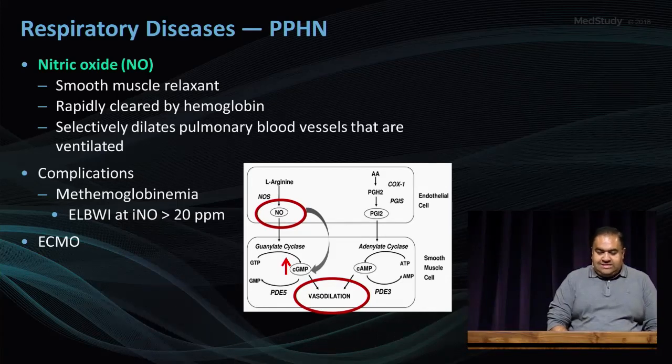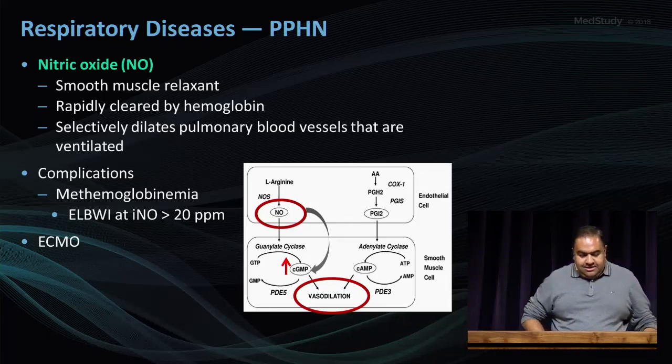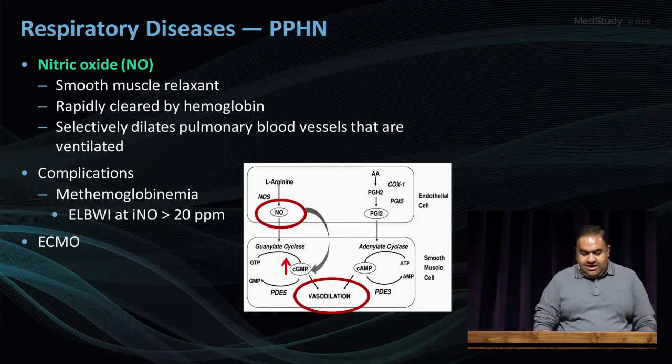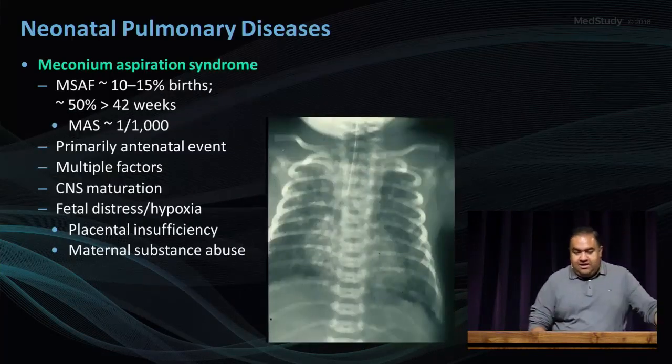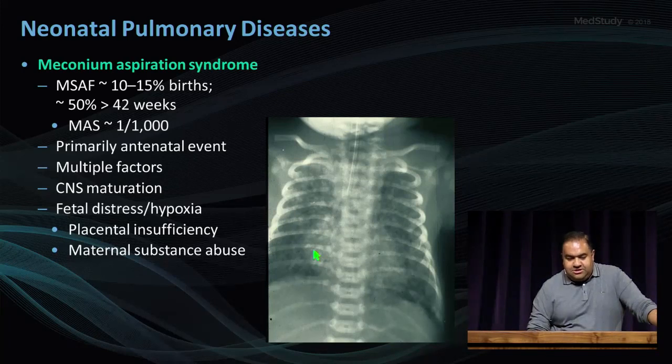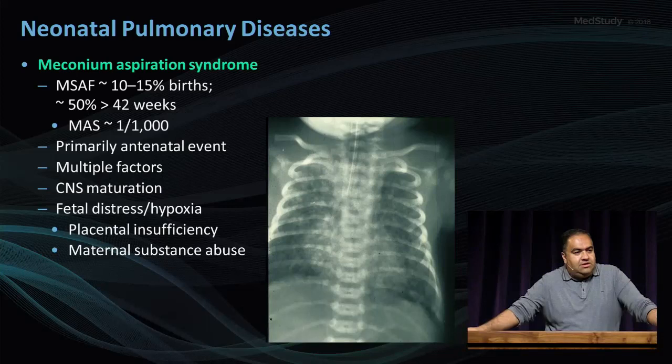It's a smooth muscle relaxant, helps selectively dilate the areas that are ventilated. Complications are methemoglobinemia, and you have to check this level every couple of days to make sure that you're not having methemoglobin toxicity. And if it's really bad, then you just go to ECMO. Here's that shotgun appearance in meconium aspiration. Remember, it's going to be seen in more of the post-term infants, or once the infant passes their first meconium, they're at high risk.